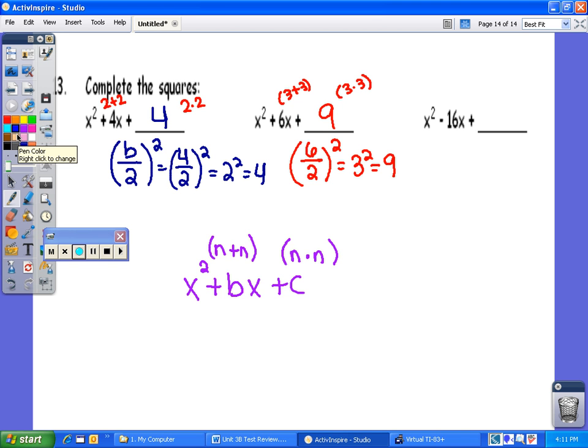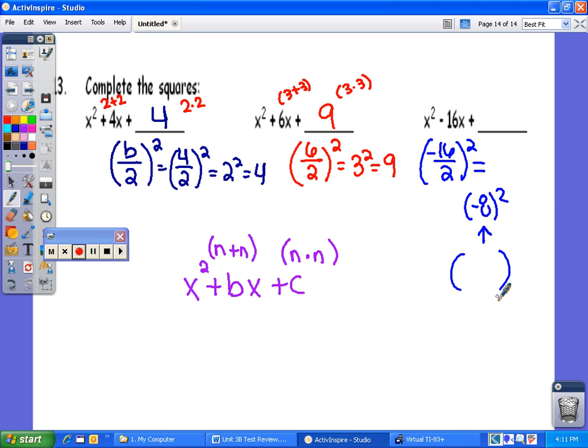Alright, last one. Negative 16 divided by 2 squared. That's negative 8. Notice the parentheses. Squared gives me positive 64. Well, let's see if that works. 8 times 8 is 64, but 8 plus 8 is not 16. That's okay, because all I have to do is throw in negatives, and it still works.